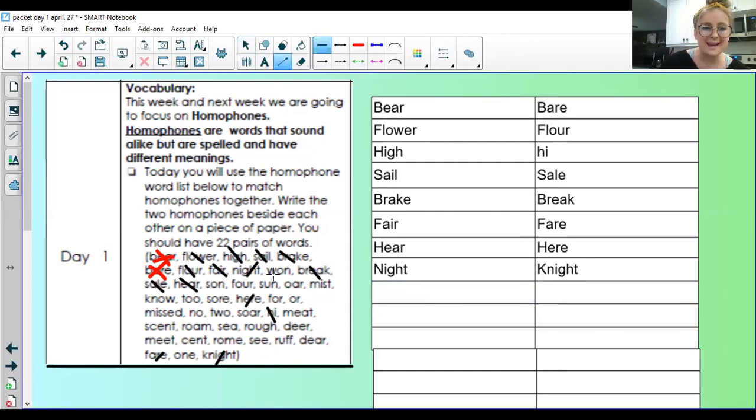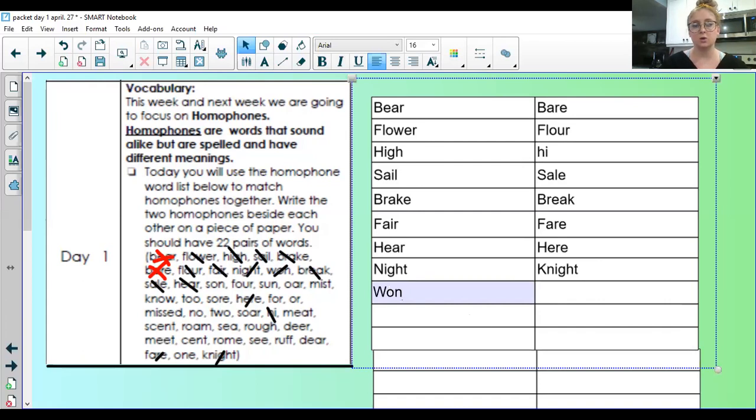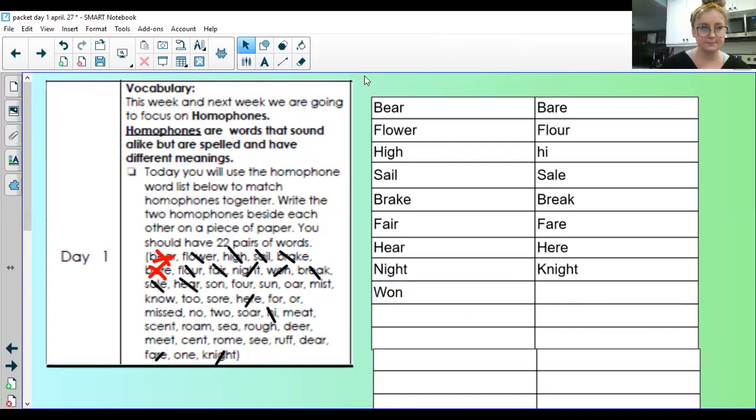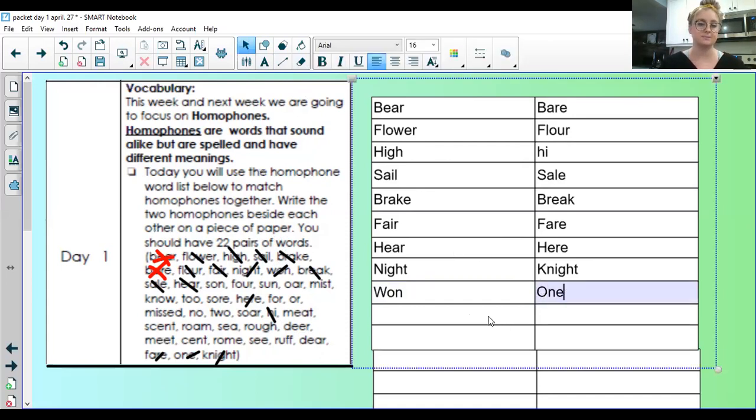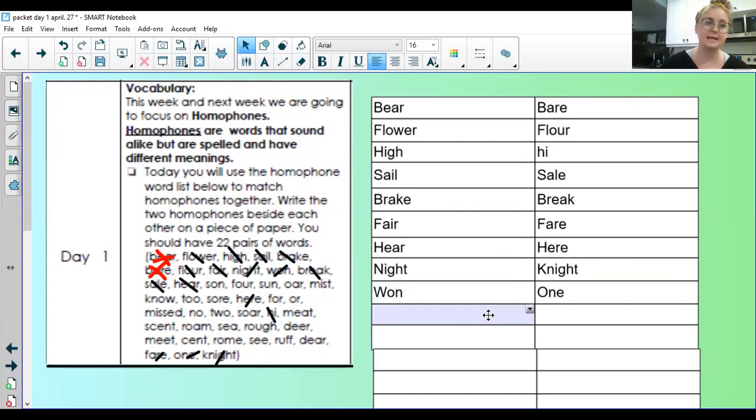Now we have the word won, W-O-N. That means that you won something. You won a tournament, okay? You're a winner, pretty much is what it means. The other one is like the number, one of something. Now this one's also an exception. It starts with an O instead of a W, but they make the same sound. So remember, homophones sound the same. It's not always just gonna start with the same letter, okay?